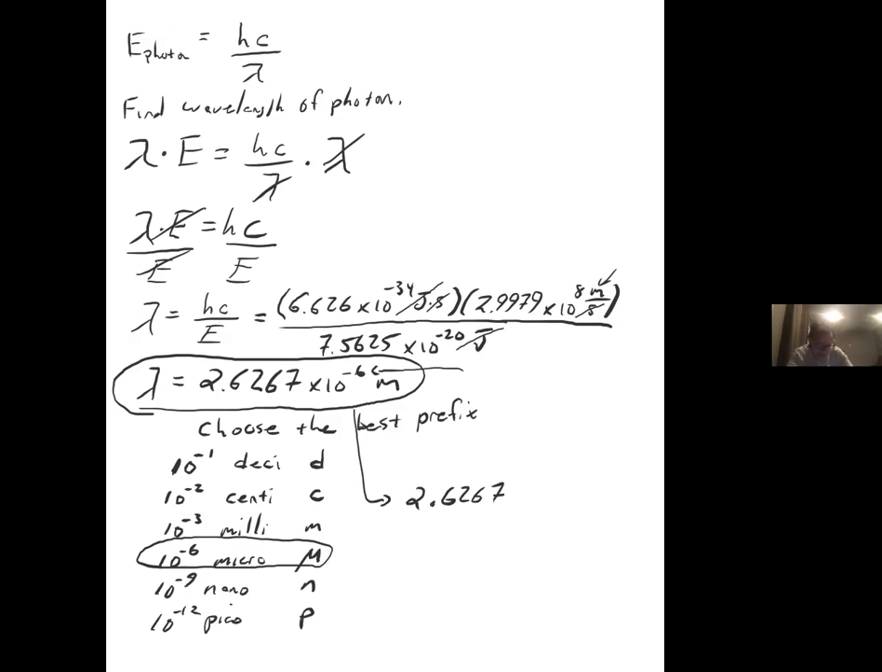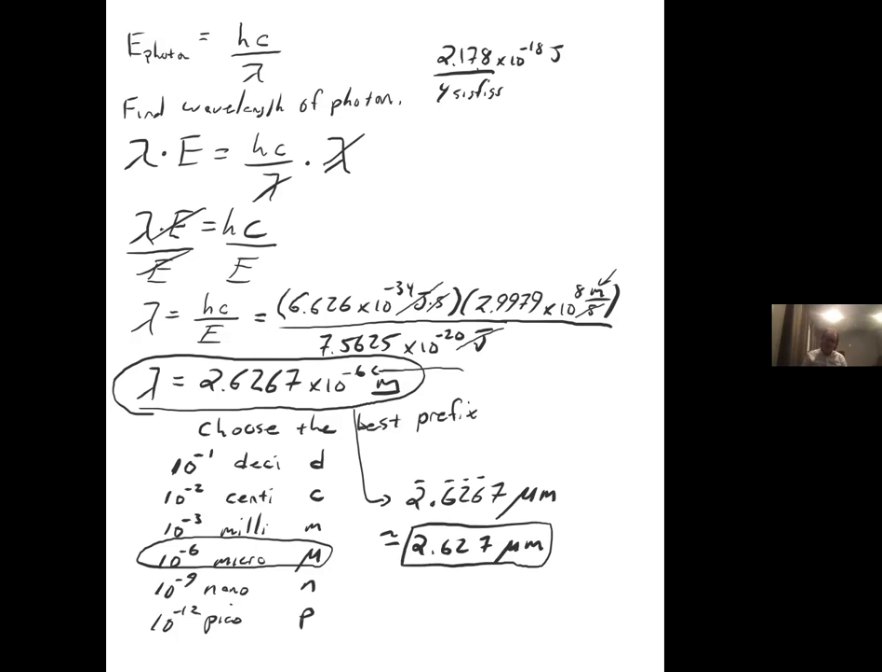So this would be 2.6267, and then 10 to the minus 6 is micro, so micrometers. Now that probably has too many significant figures, because if you recall, we used 2.178 times 10 to the minus 18 joules, and that looks like it has 4 sig figs. So let's round it to 4. 2.627. So that's 1, 2, 3, 4, micrometers. Okay. So that would be the wavelength of the photon that is absorbed by the hydrogen atom, right?